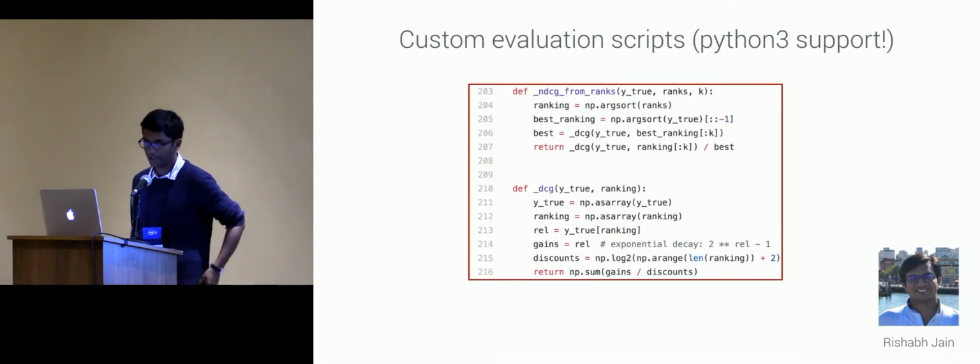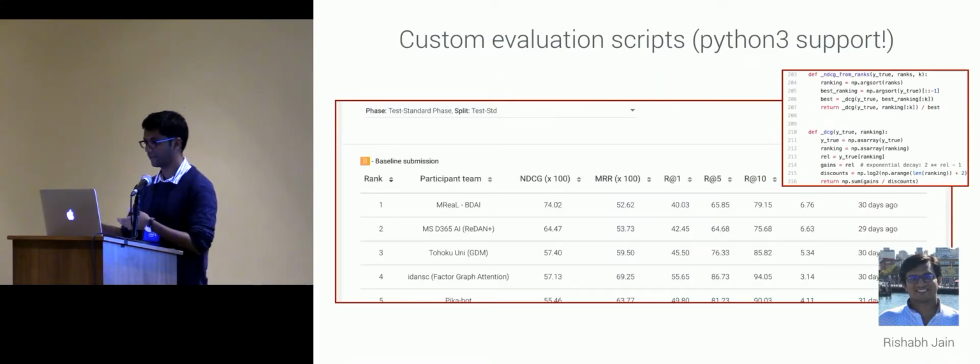One thing that I really like about Eval AI is how easy it makes it to plug in custom evaluation scripts. So for example, this is a code snippet of how we compute NDCG given a set of annotations and predictions. And we can just plug this in and look at these metrics on the Eval AI leaderboard.